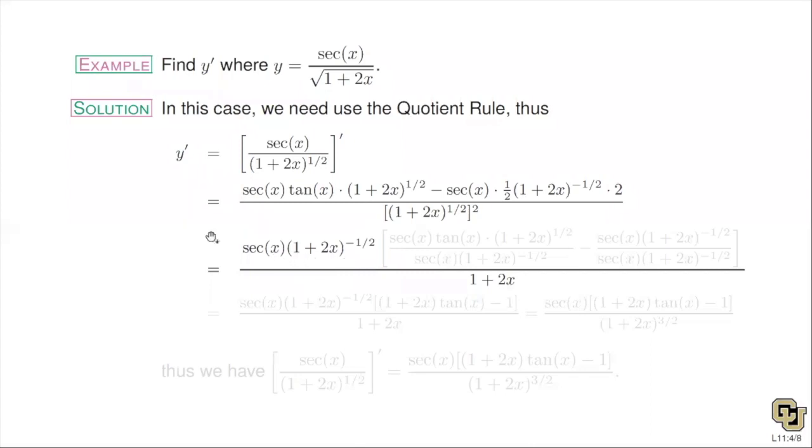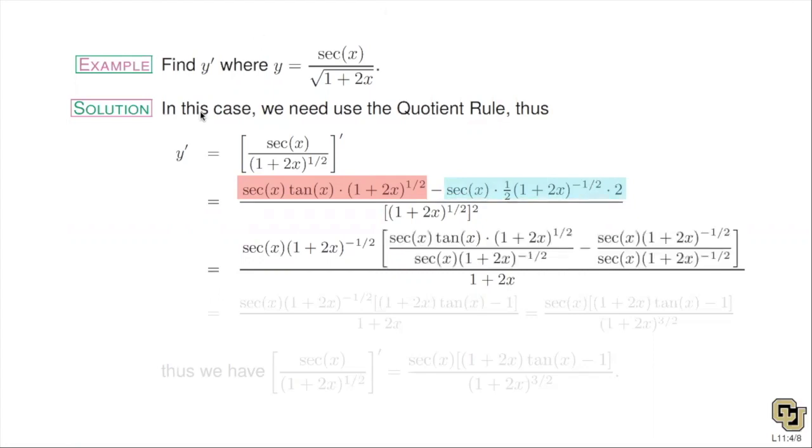Remember, when you factor out, what that means is we're dividing each term by the thing we're factoring out. So here, I'm going to divide this first term by secant x times 1 plus 2x to the minus 1/2, and this second term here, I'm also going to divide by secant x times 1 plus 2x to the minus 1/2. That's what I've done here. I've written it explicitly. You can see we've got the first term divided by the thing we're factoring out, minus the second term divided by the thing we're factoring out. And now we get some nice cancellations.